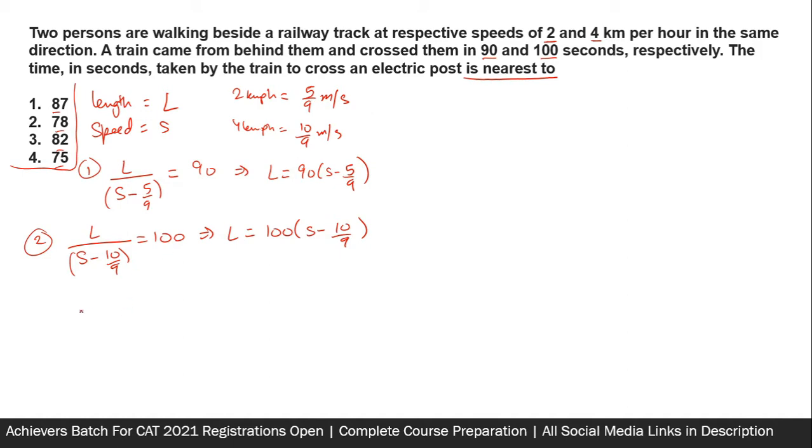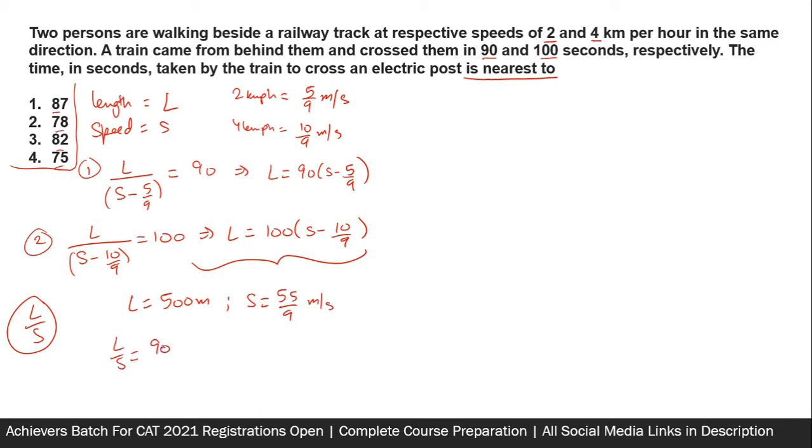What I intend to get is the value of L by S, because this is what the question asks. We can solve the two equations to find the value of S, then substitute it to get the value of L. So hoping that you can get on with this. You will find the length of the train as 500 meters, and the speed as 55 by 9 meter per second. So L by S would be 900 by 11 seconds, which is roughly 81.8 or 82. So the third option becomes my answer.